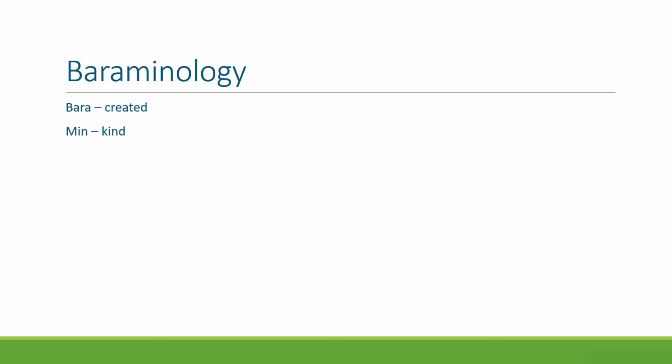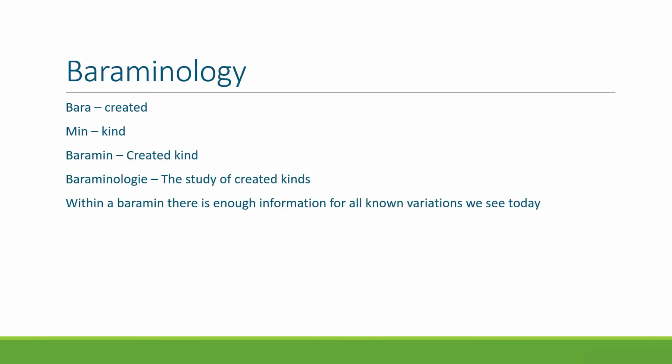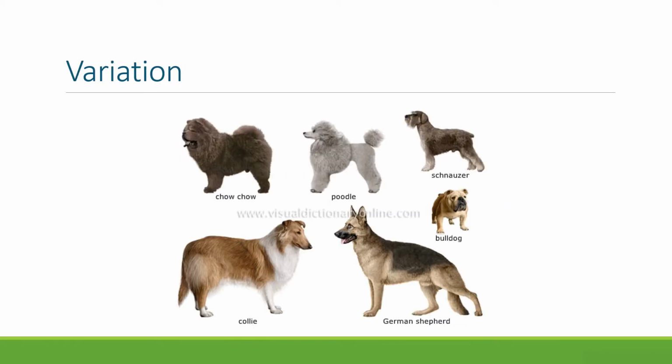And this is going to show you what we Christians, or we creationists, believe. You see, we believe that within every baramin or created kind, there is enough information to allow for all the variations today. Take, for example, the dog. There are big dogs, small dogs, middle dogs, long-haired, short-haired, all sorts of different variations, all within the created dog kind. And that is what we believe God created originally, the base model, and the rest of the variations came as they spread across the world.